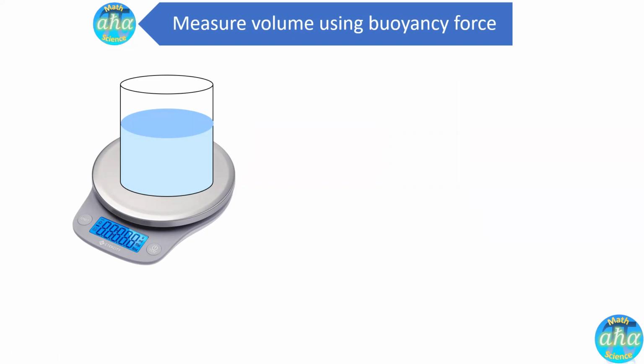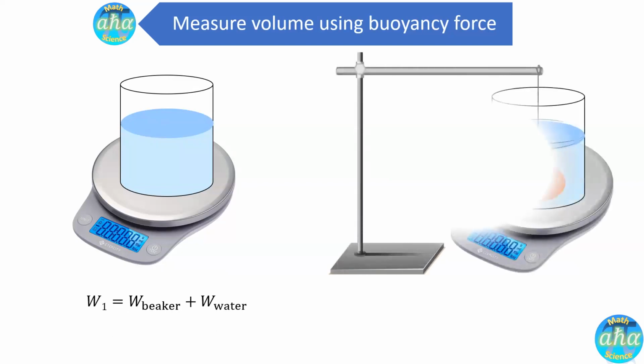We can actually use the buoyancy force. The buoyancy force is related to the volume of the object. So let's see how this can be done. If we take a beaker of water and weigh it on a scale, we are measuring the weight of the beaker plus the weight of the water. Next, if we take an egg, attach a string, and suspend it in water.